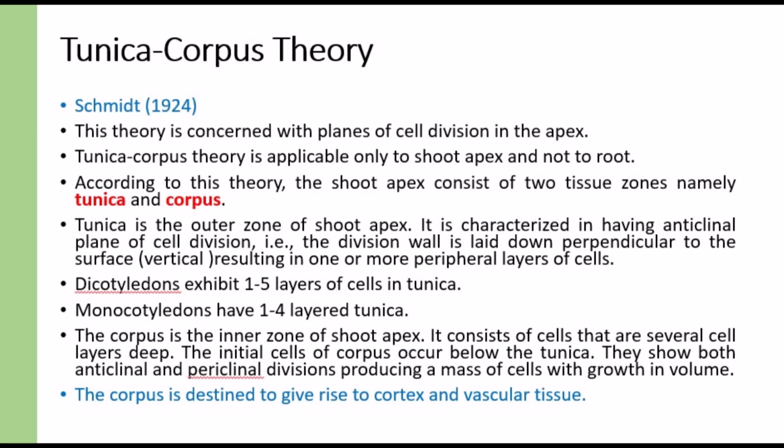Dicotyledons exhibit 1 to 5 layers of tunica, while monocots have about less than 5 tunica layers. The corpus is the inner zone of the shoot apex and comprises of cells that are several layers deep. The initial cells of corpus occur below the tunica. They show both anticlinal as well as periclinal divisions, producing a mass of cells which grow in volume. It is a corpus zone which is destined to give rise to the cortex and vascular tissues.